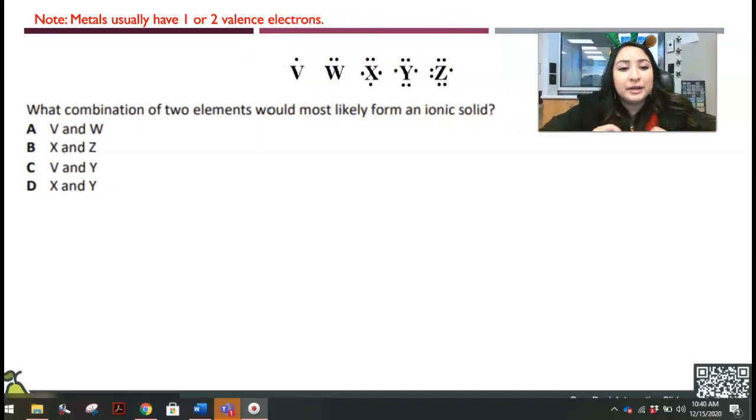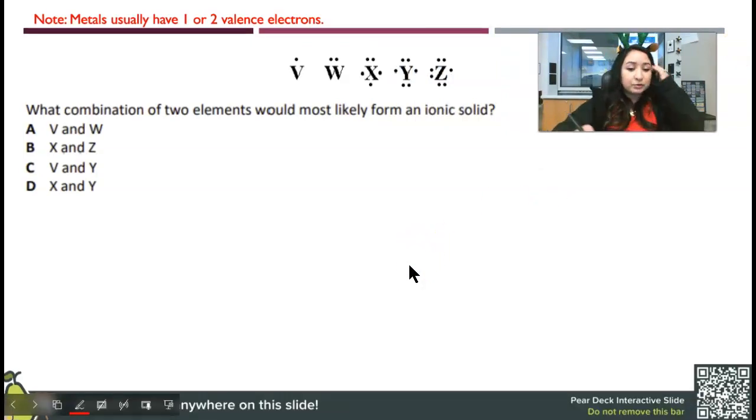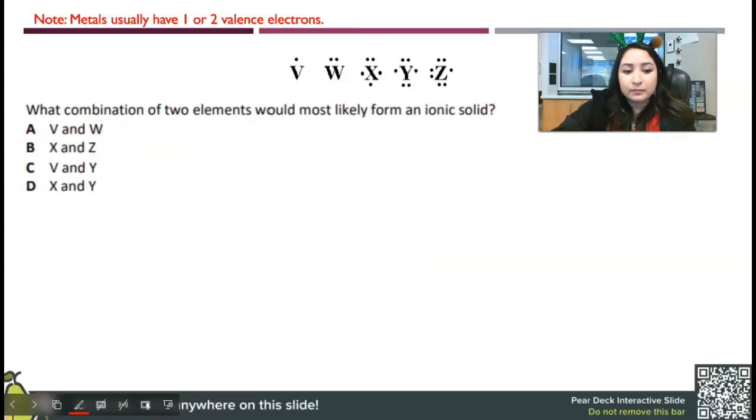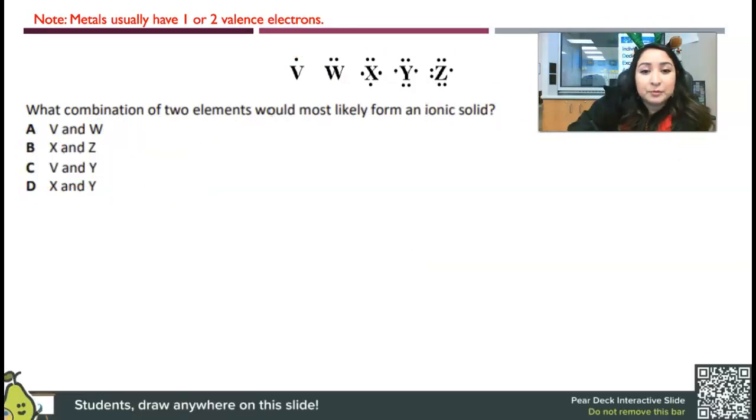Okay, next one. It says, what combination of two elements would most likely form an ionic solid? So this one, you do need your periodic table, that way you can see more or less where they fall. V has 1 valence electron, W has 2, X has 5, Y has 6, Z has 1, 2, 3, 4, 5, 6, 7 valence electrons. You don't know where they are on the periodic table.